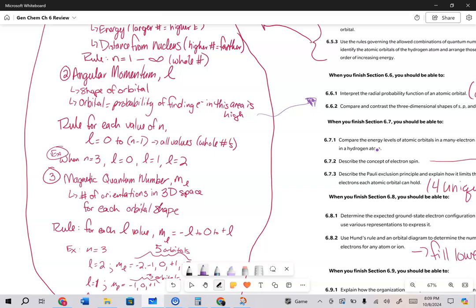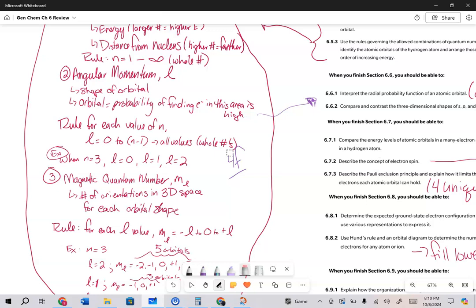The rule for L is that for each value of n, L must equal 0 up to n minus 1. It must equal all of those values up to n minus 1. Now, could we identify something like 4f as a specific subshell that we want to describe? Yes. What that indicates is that we are in principal number 4, and the shape of the orbital that we're talking about is an f orbital.